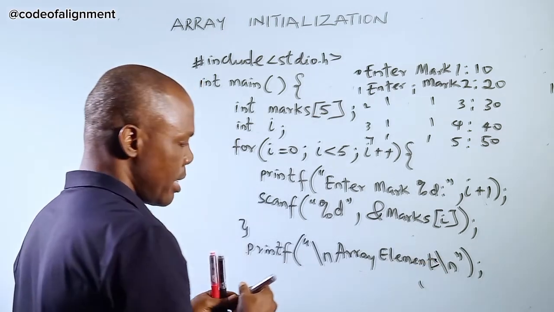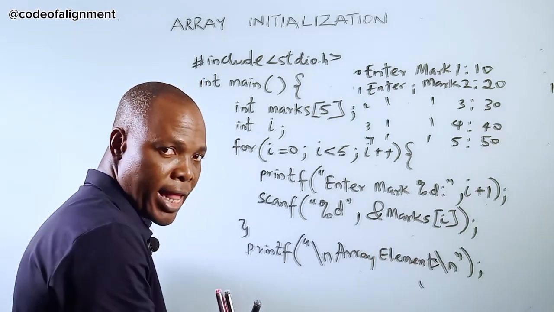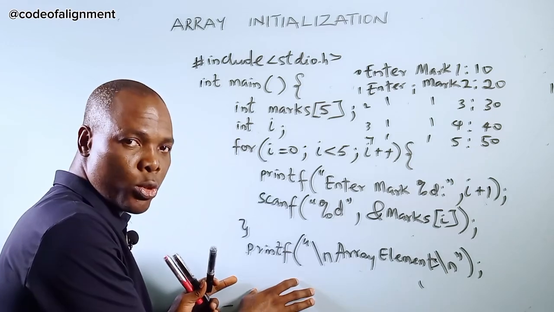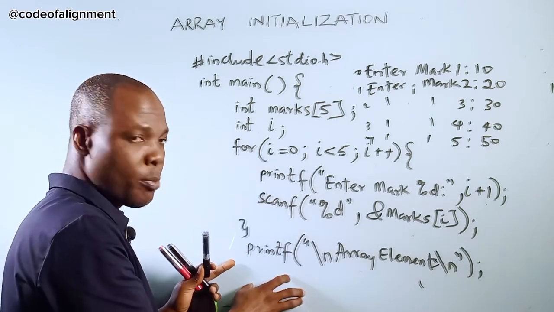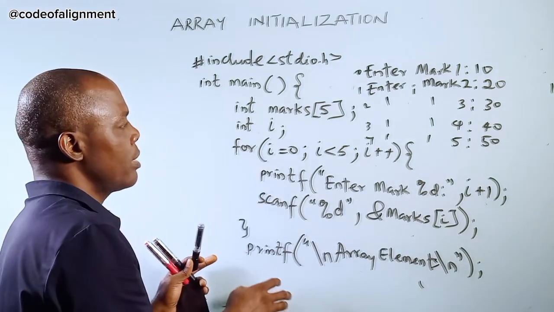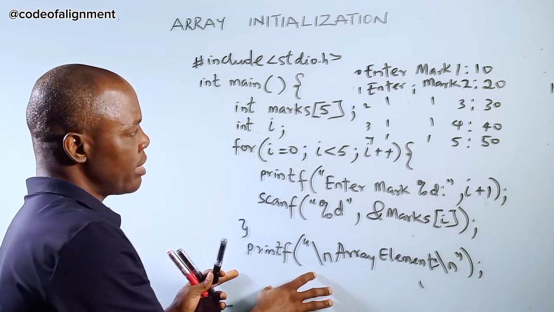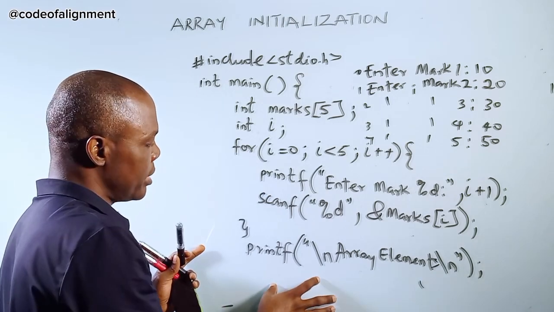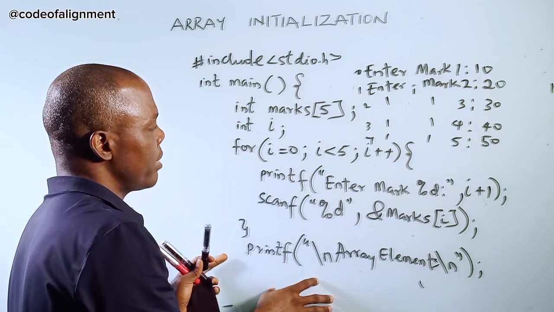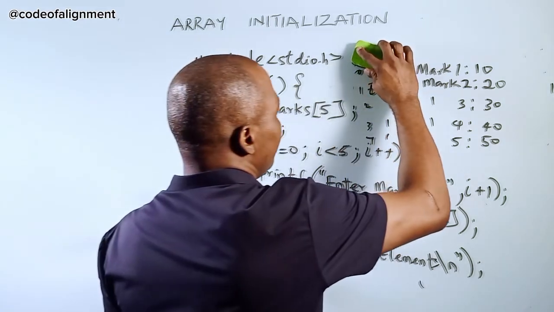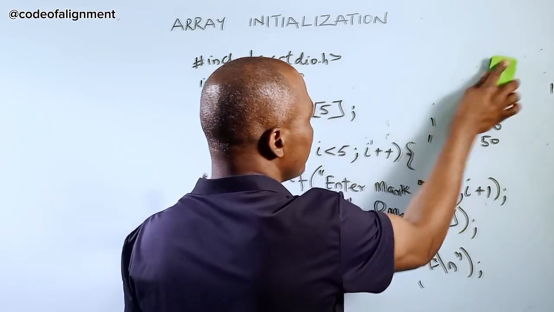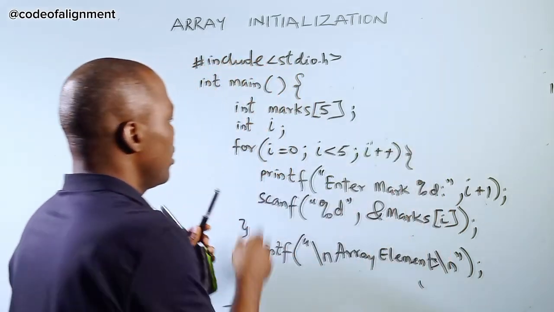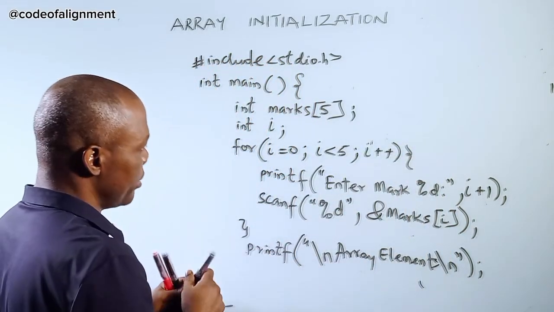I can put this here. Then give another line again. Then I will use a for loop again to print out the element on the screen. Right? I will use another for loop to print out the element on the screen. So the space here is no longer enough, so I'm just going to come here and demonstrate that part. So this for loop again, I should bring it here.